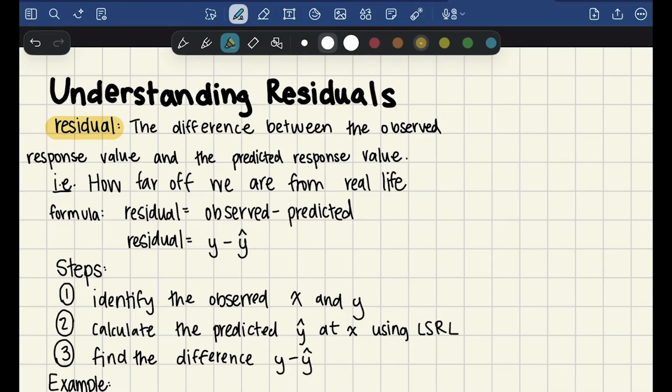So a residual is simply the difference between the observed response value and the predicted response value. In other words, how far off was our predicted value from what actually happened in real life? We use this formula here. Residual equals observed minus predicted, since we are just calculating a difference. Or in symbols, y minus y hat, where y is the observed response and y hat is the predicted response.